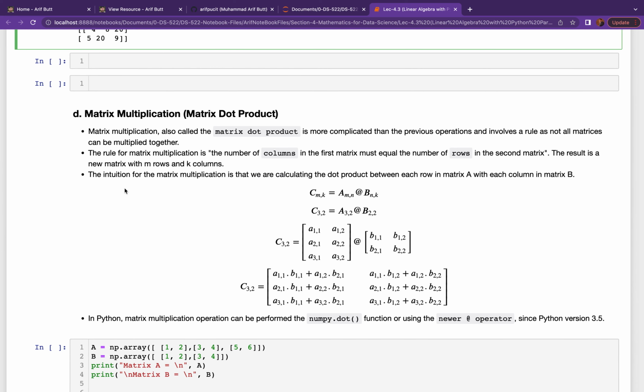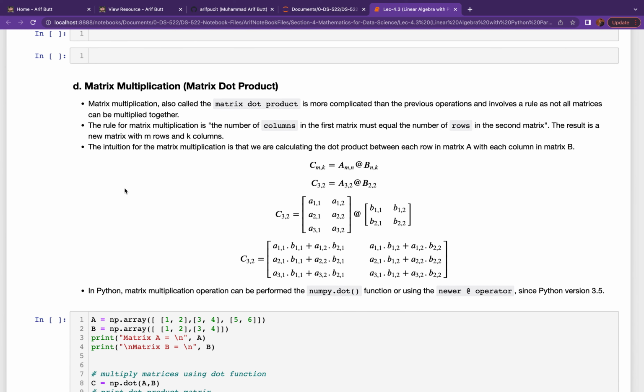Let's talk about the matrix dot product. My dear friends, when we say matrix multiplication, we actually mean matrix dot product. In order to perform a dot product on two matrices, the number of columns of the first matrix must equal the number of rows in the second matrix, and the resultant matrix will have number of rows equal to that of the first matrix and number of columns equal to that of the second matrix. And this is what is shown over here.